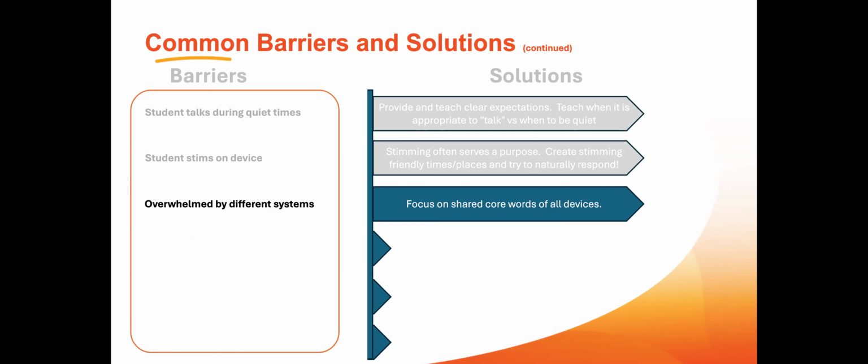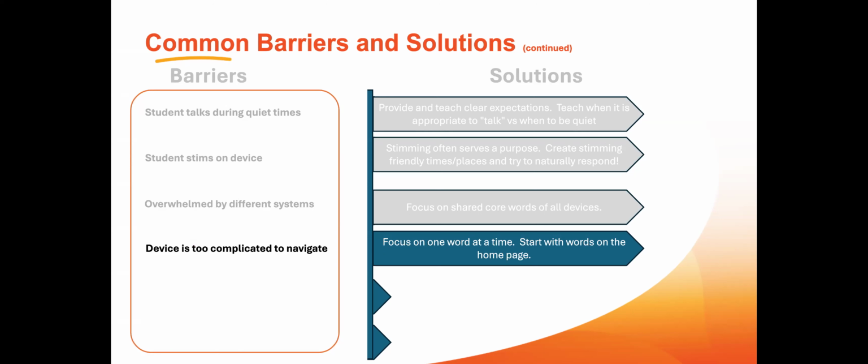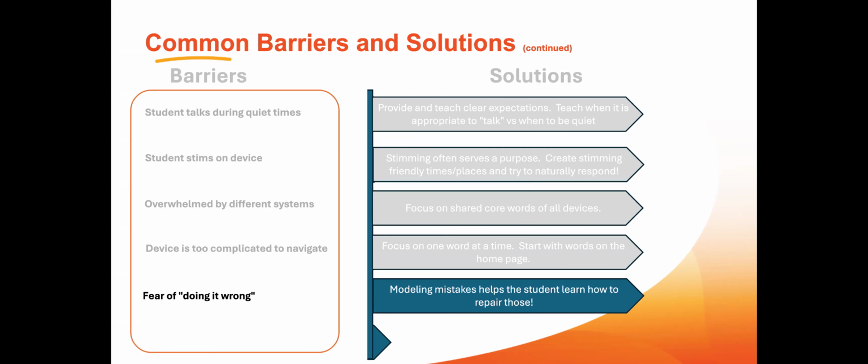If you are overwhelmed by different systems, so you have 3 different students who have all different AAC systems, that can be very overwhelming because they're all different languages. But just take a step back and focus on shared words between those devices and just work on those shared words before you dive in deeper to the navigation of each device. If the device is too complicated to navigate, just focus on one word at a time, and that word will likely be on the homepage. Start with a word on the homepage.